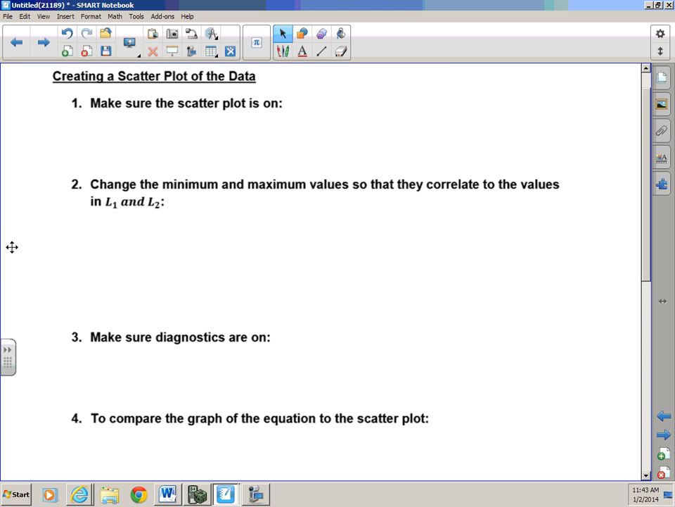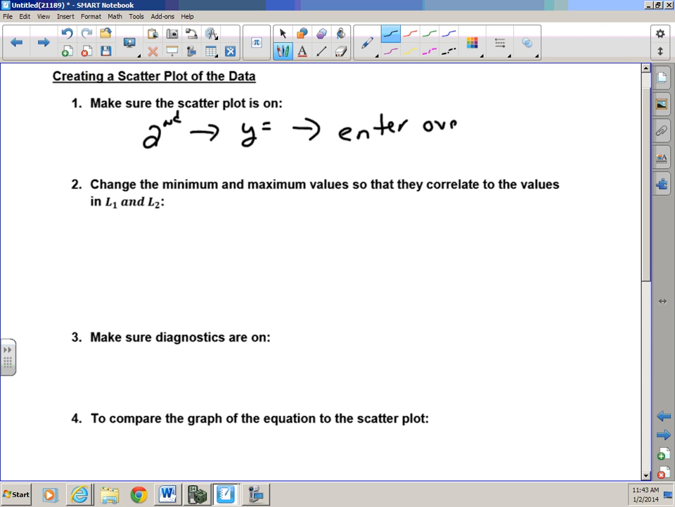So to make sure the scatter plot is on, we're going to hit second, y equals, enter, enter, over, on. Okay?